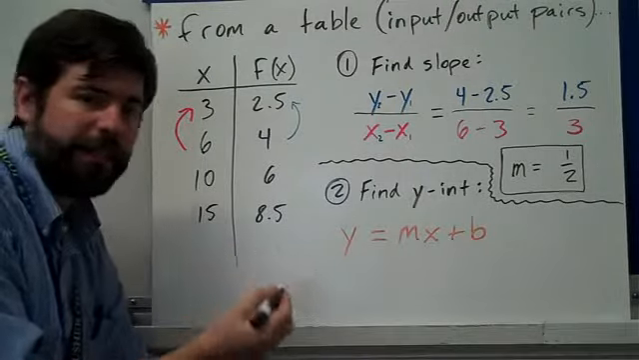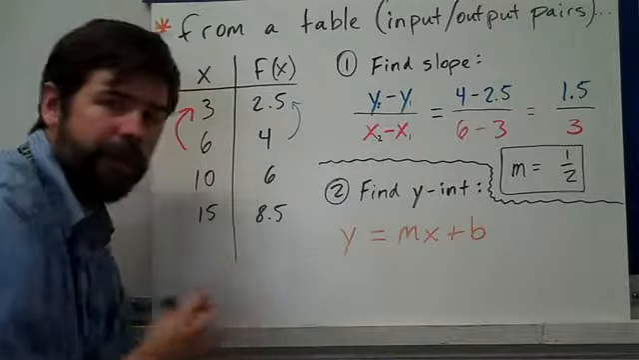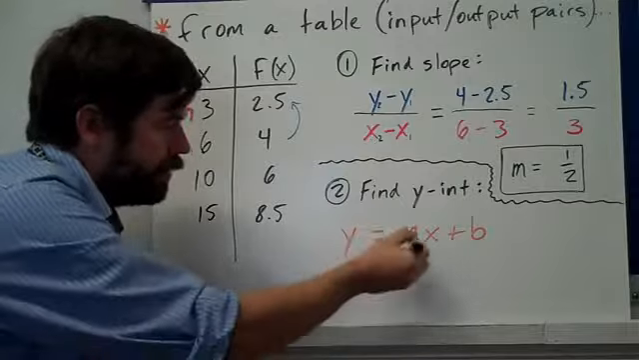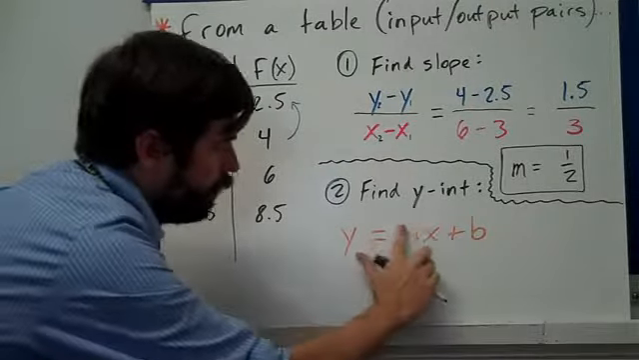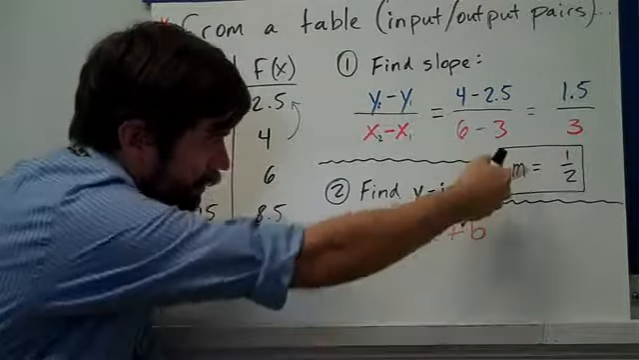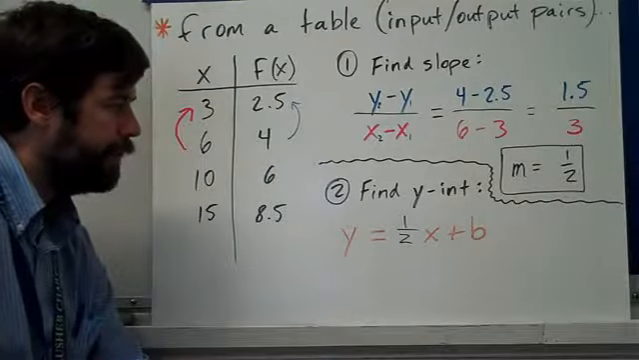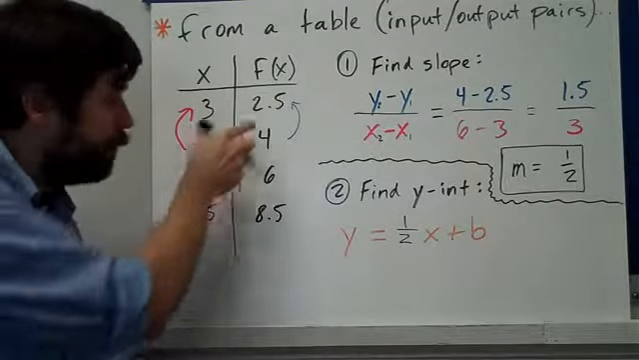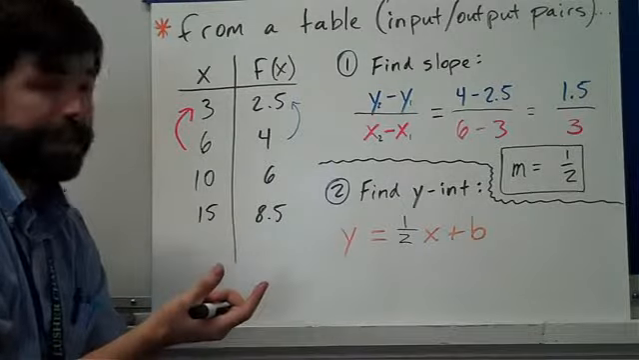The place to start when you're finding the y-intercept is to write out the generic form of the equation. y equals mx plus b. And then we can start plugging stuff in. Well, we know m now is 1/2. So let's plug that in. m is 1/2. And then we have a whole set of input-output pairs over here. All we have to do is plug in one of those sets.